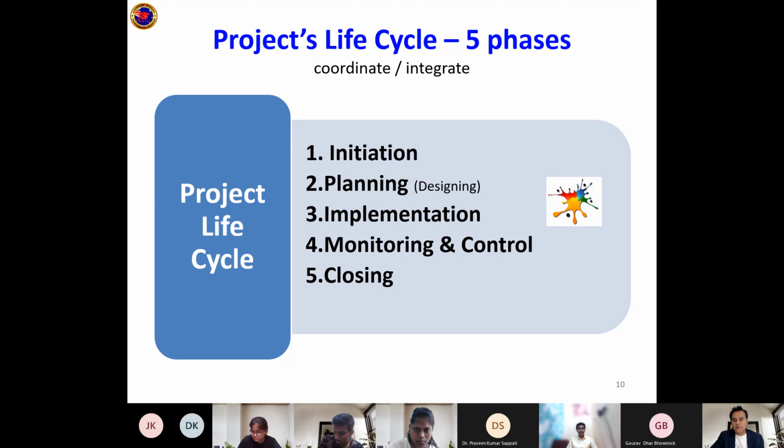The fourth one is basically while you're implementing, you need to continuously monitor and control. I hope everything is going well. It's like cooking. You have actually started cooking, but still you're monitoring. It should not be overcooked. It should not be burned. The salt should be right. The sugar should be right. So you're monitoring and controlling like any other project.